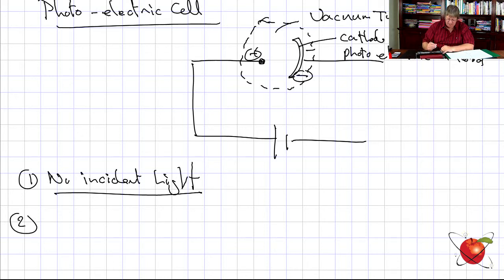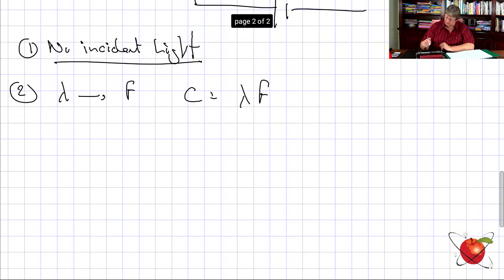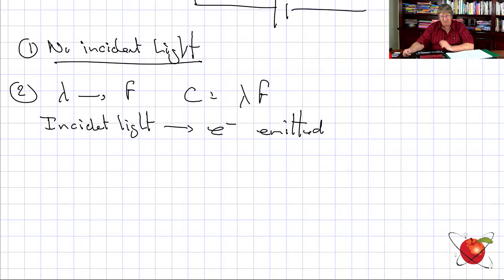Now scenario 2 is we irradiate with an incident frequency or a wavelength. Remember, if you get given lambda, you convert it to frequency straight away from c equals lambda f. Now, what happens? The light causes the electrons to be emitted. So we've now got incident light, and electrons are emitted. Emitted means given off.